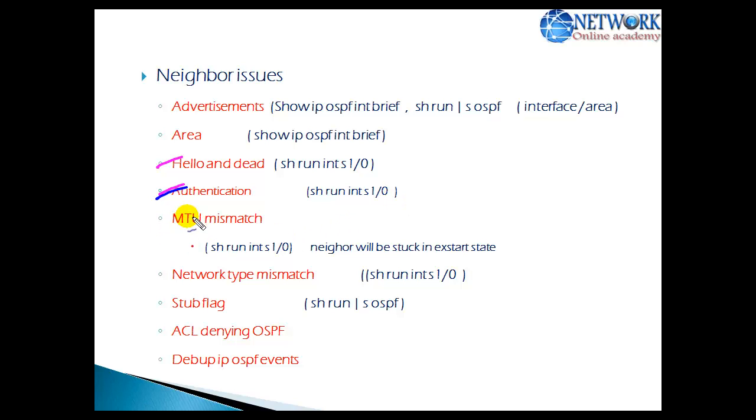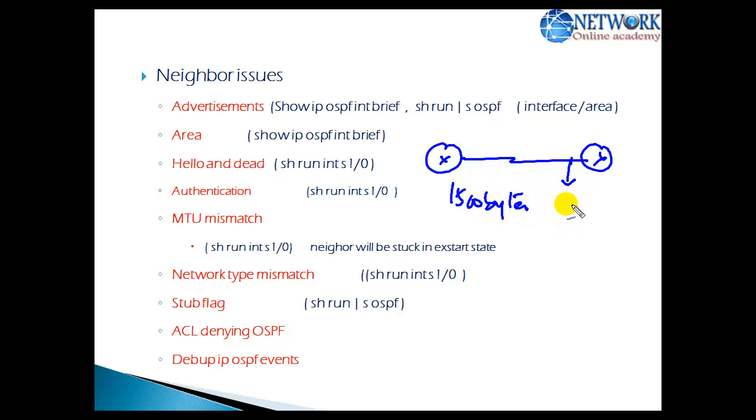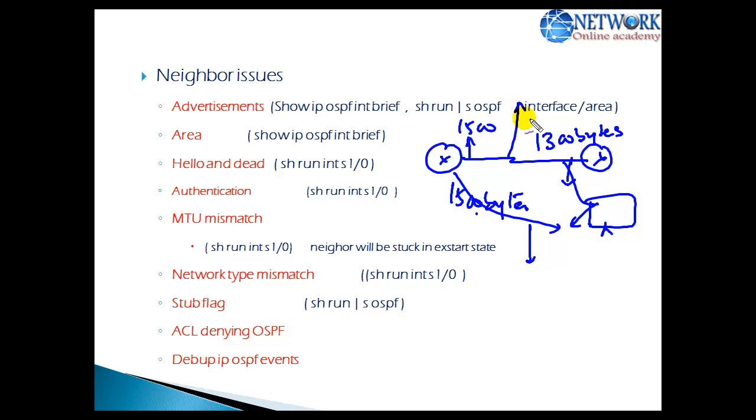And the next reason might be MTU mismatch. By default the MTU size will be 1500 bytes. In case due to some reasons I have changed the MTU size, or if you're connecting some layer 3 switches, the MTU might be different in the router and the switch. In that case also it will affect your neighborship. Let's say I changed to 1300 bytes, and here I'm using 1500 bytes. So I did some troubleshooting in my lab here. We'll see how to verify these things.